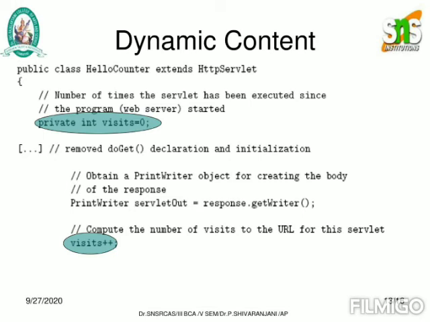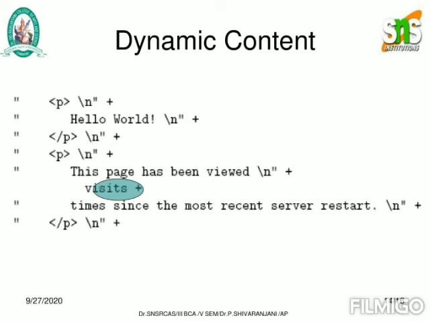To obtain the PrintWriter object for creating the body of the response, I have used a PrintWriter servlet output. That will help you to display the output on the dynamic window. Then each and every time it has to compute the number of visits to the URL for the servlet. For that purpose, I have incremented the value of visit as visit plus plus. So once the user has entered the website, it will be 0 by default. Once the user has entered the particular web page, it will be automatically incremented by 1. This way, the number of visits to the dynamic web page content can be displayed to the user.